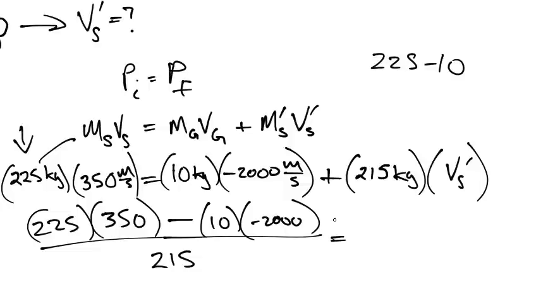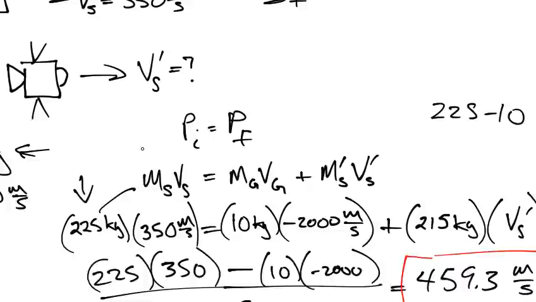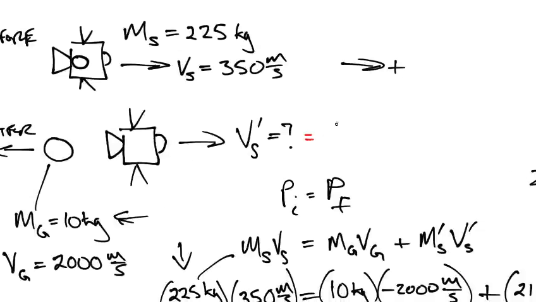using our trusty RPN calculator, 225, enter, 350, times, and then 10 times 2,000 is 20,000, but that now becomes plus. And 215, divided by, giving me an answer of 459.3, almost 460. 459.3 meters per second, which is the final velocity of my satellite. So this is now equal to 459.3 meters per second, and that's what we were looking for.